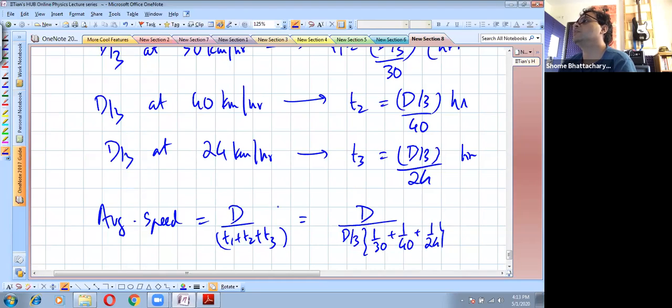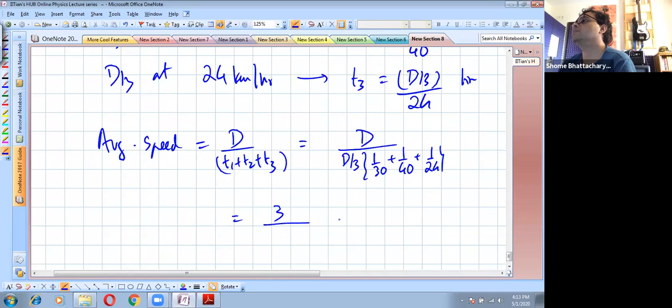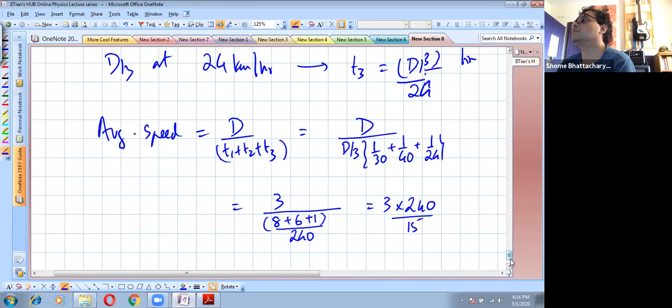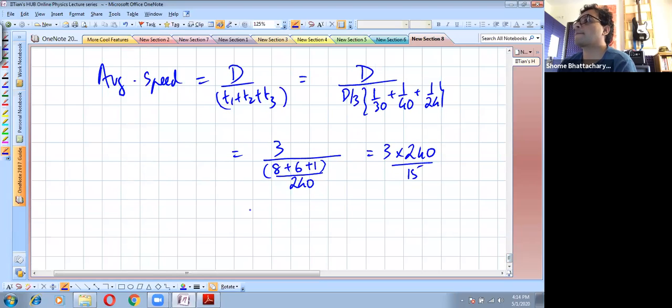So just take this 3 in the numerator, cancel off the D's, and here in the denominator we can take 240 as an LCM, for example. Okay. So 8 plus 6 plus 1. So this becomes 3 into 240 divided by 15. Correct. So 240 by 5, or 480 by 10. So let me check.